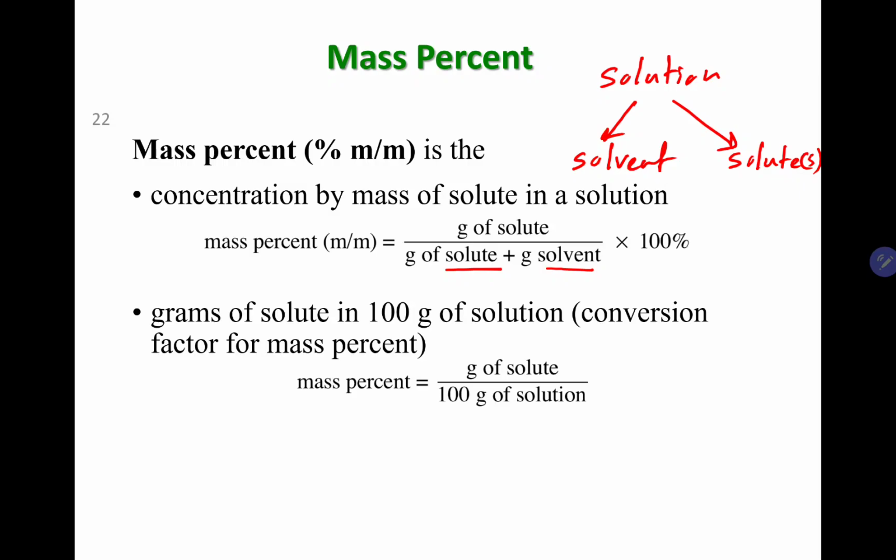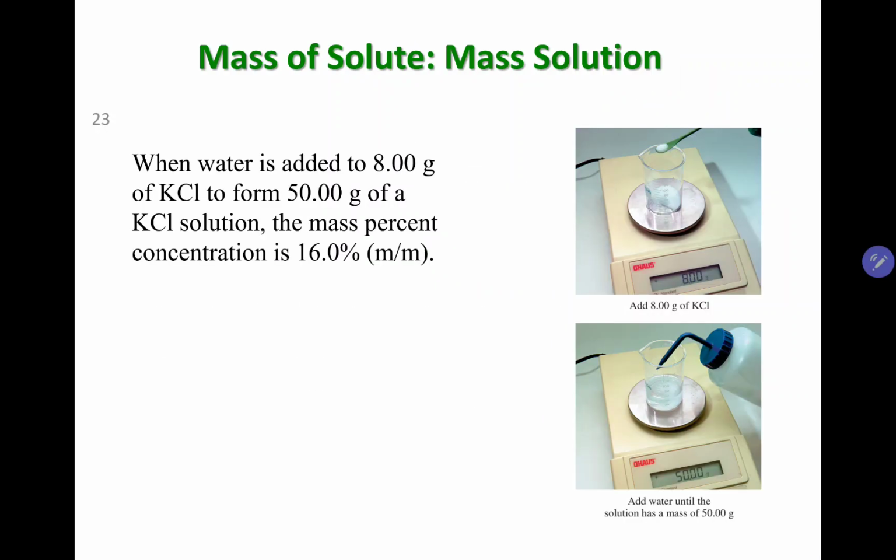There is also a different way of understanding this same equation. Mass percent could also be defined as grams of solute per 100 grams of solution. Both of them are correct, but the most common equation is the top one. So let's talk about a simple example.